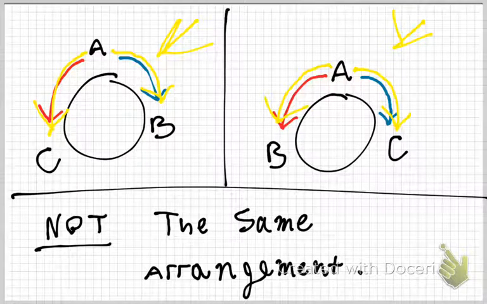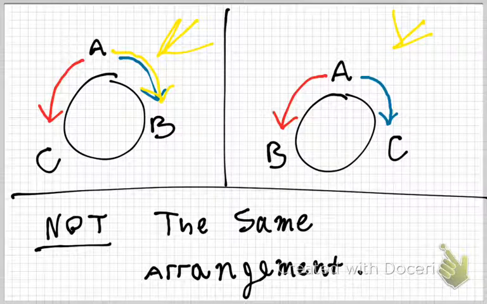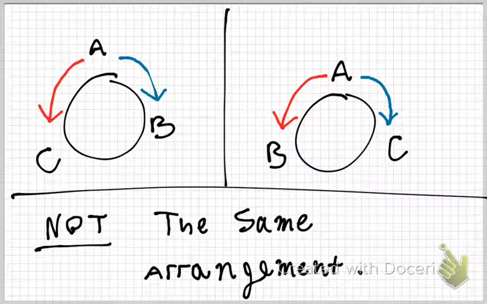Okay? So over here, B is on the left of A. Over here, B is on the right of A, making them two different arrangements. They are not the same circular permutation. 2 different circular arrangements. All right. And it turns out that that's the only 2 circular permutations that you can have when you only have 3 objects.